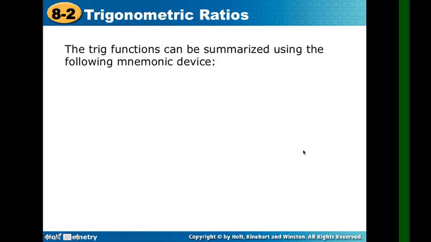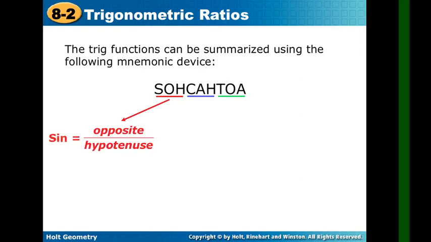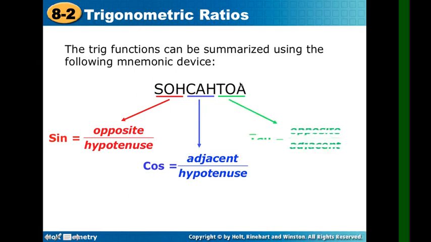The trigonometric functions can be summarized using the following mnemonic device. So, meron tayong tinatawag na SOH CAH TOA. SOH for sine equals opposite over hypotenuse. CAH for cosine equals adjacent over hypotenuse, and TOA for tangent equals opposite over adjacent. So, ito yung parang mnemonics na pwede mo magamit for you to memorize the trigonometric ratios.